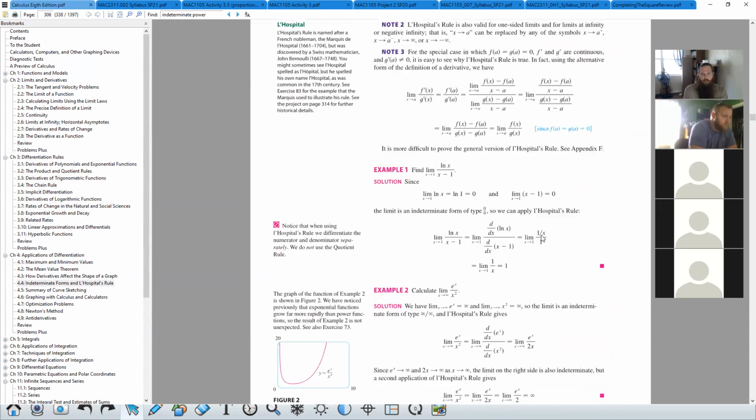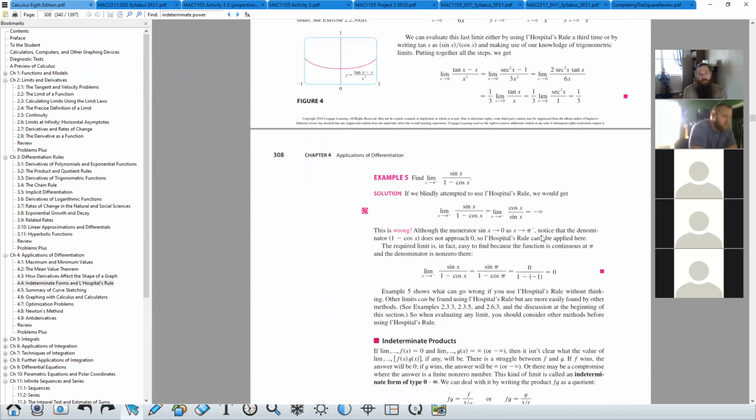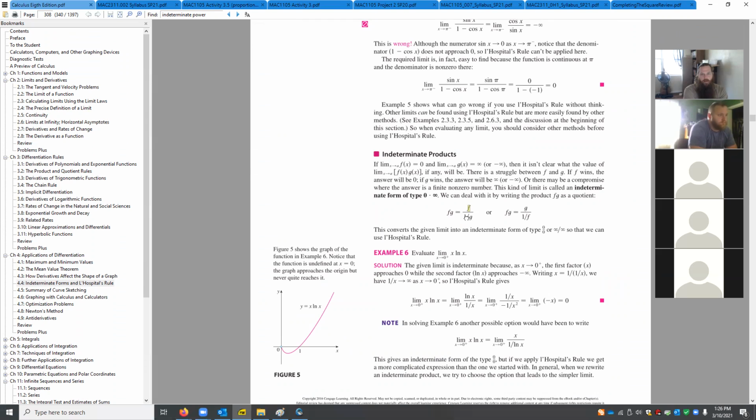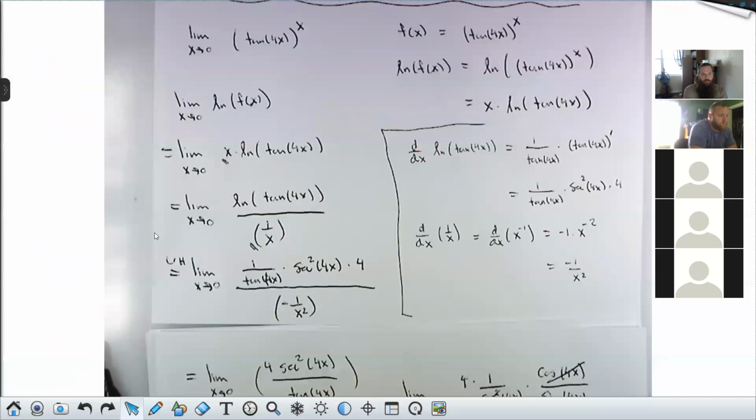The first special indeterminate form we saw besides 0 over 0 or infinity over infinity were these indeterminate products, where you've got two functions, f and g, multiplied, and one's going to 0, the other one's going to infinity. The way they handle this is by saying f times g can be rewritten as f divided by 1 over g, or g divided by 1 over f. And that's exactly what I'm doing here.